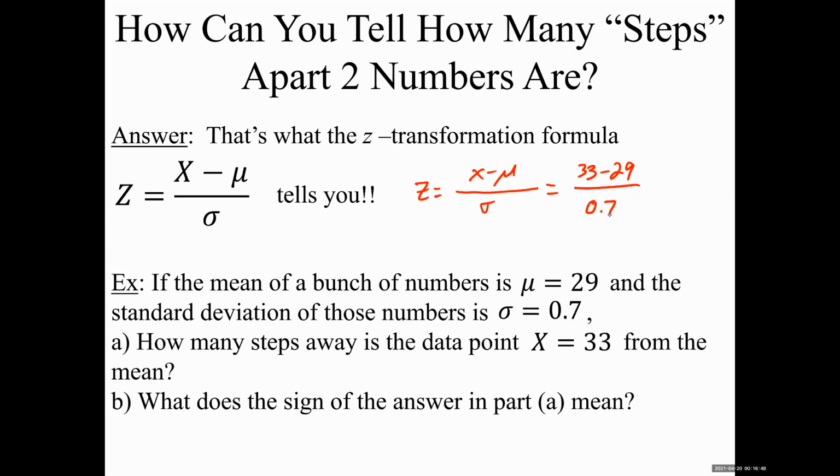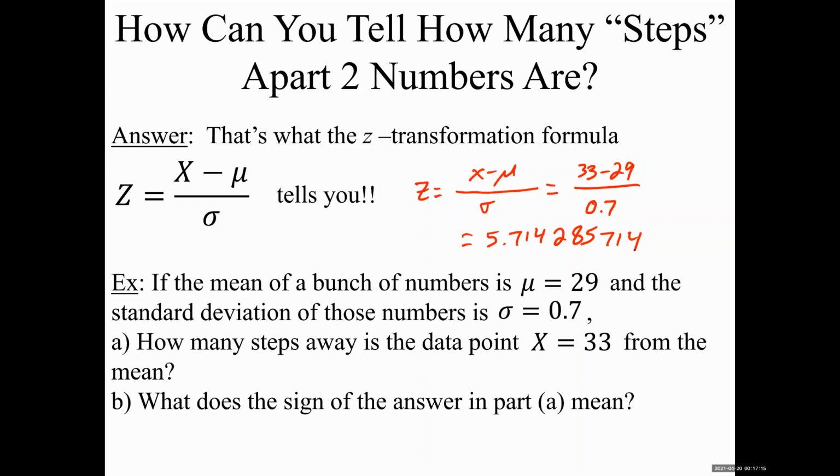All right, so let's see. Well, the answer I'm getting for this is some real ugly number. I'm getting 5.714285.714, something like that. But again, how would you figure that out? By drawing a picture? You wouldn't. It's a really nasty number, but the Z transformation formula calculates it really fast.